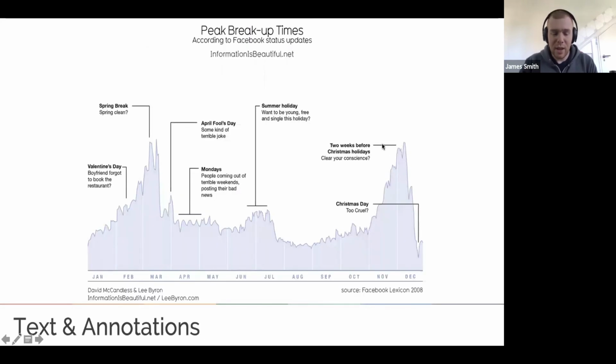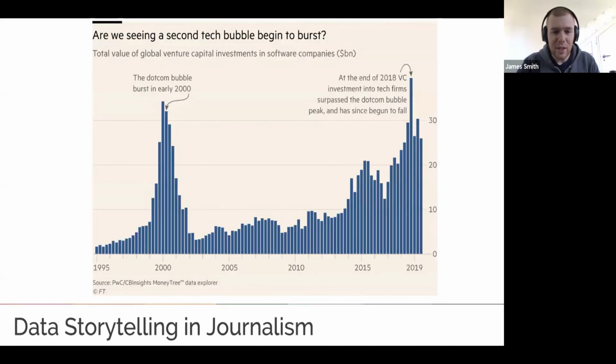Finally, with our data storytelling, I think the most important parts of this, and we're going to have a look at a few examples from the data journalism world. Text and annotations are so important in this part of it. Thinking about not just the headings, but the annotations that really draw out the information in your data. So I think I've selected three or four different news outlets that are now doing this really well, and that I think of as the leaders in this field.